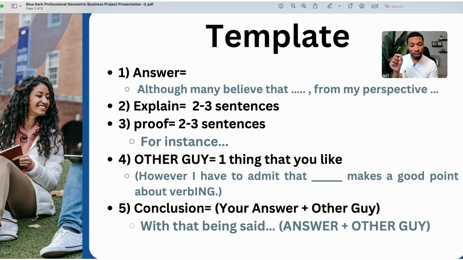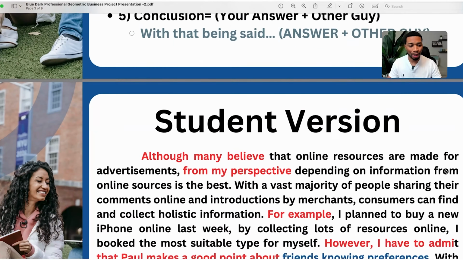Then we're going to mention the other guy, just a little bit about him, something that he makes a good point about. We don't agree with his opinion, but we can agree with a subtopic that they mention. Then in our conclusion, we're going to give our answer again. We're going to repeat it to make sure that they know that that's what we believe. And then we'll mention that one subtopic from the other guy. Okay, let's check to see a bad example and then a good example. We're going to grade it ourselves.